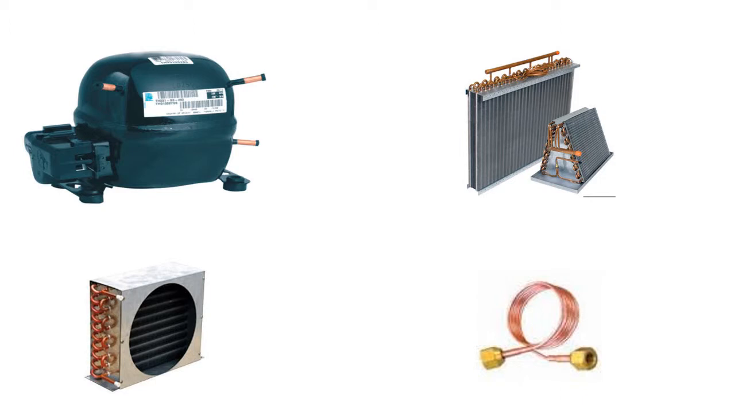The last picture, the one on the bottom right, is of a metering device. The picture is of a type called a capillary tube. The metering device comes in different designs. Its function is to control the amount of refrigerant that goes into the evaporator. By restricting the amount of refrigerant being drawn into the evaporator by the compressor, it helps lower the pressure in the evaporator.